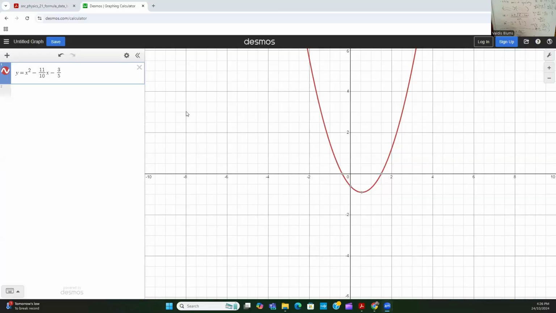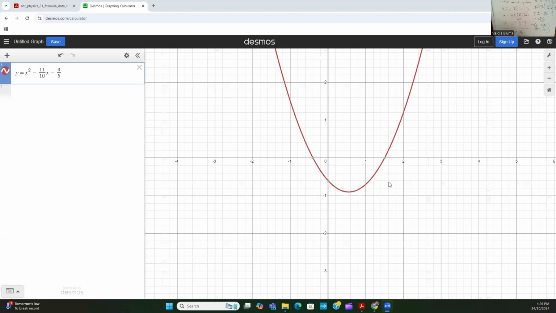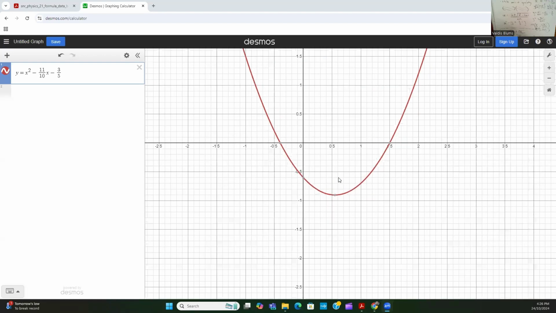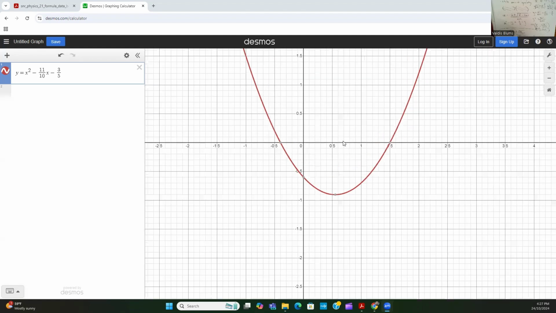Okay, I've plugged this equation into Desmos. Now, if we look at the components that we've already found, we saw that we had x-intercepts at negative 2 on 5, so negative 0.4, and 3 on 2, so positive 1.5. We also found the turning point to be 0.55 and negative 0.9, and we found the y-intercept to be negative 3 on 5, which is negative 0.6. So that's what we've found so far. And instead of me just drawing it out and being quite messy, I've put this into Desmos. So let's finish this off.